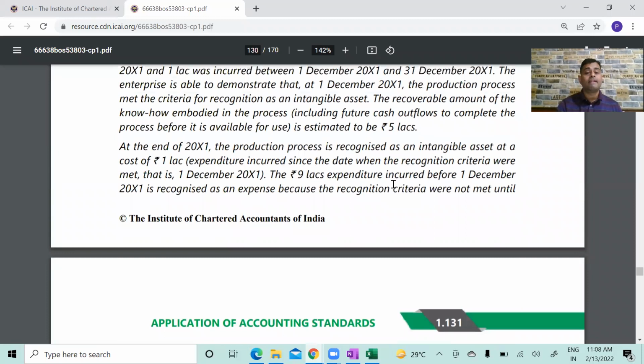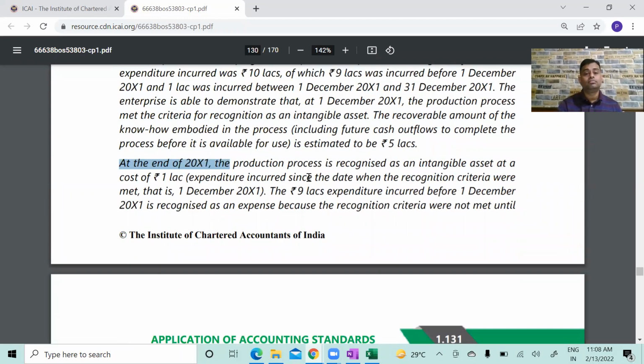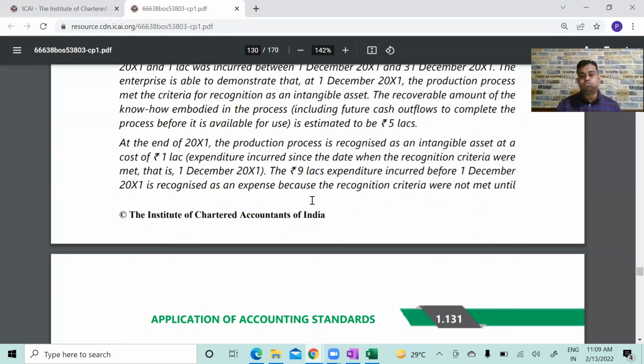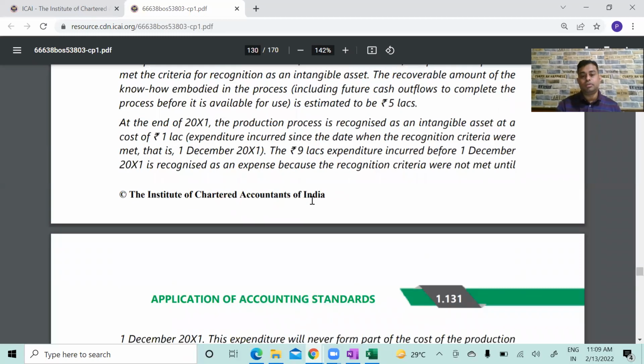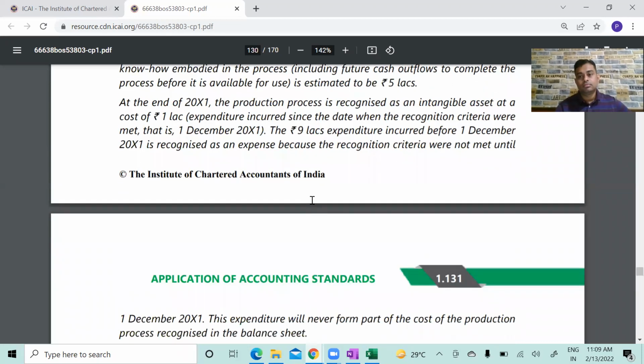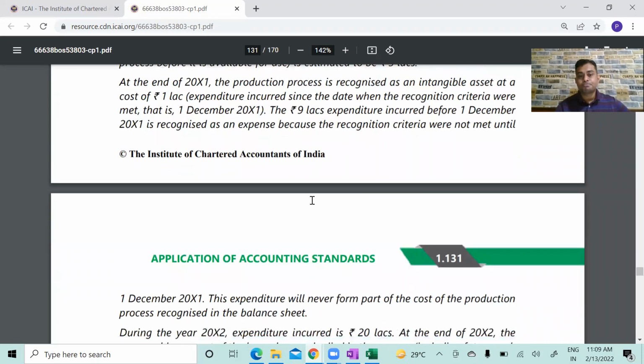Okay. Then read. At the end of 2011, the production process is recognized as an intangible asset at a cost of 1 lakh. So is this correct? Is this correct? Yes, sir. Correct. Next. Expenditure incurred since the date when recognition criteria were met, that is 1st December 2011. The 9 lakhs expenditure incurred before 1st December 2011 is recognized as an expense because the recognition criteria were not met until 1st December 2011.